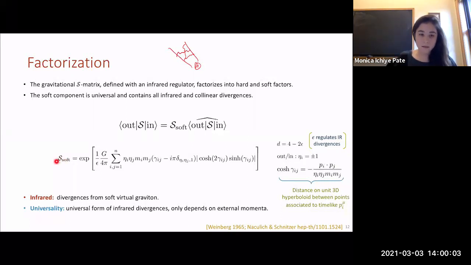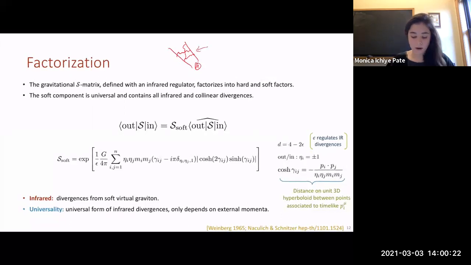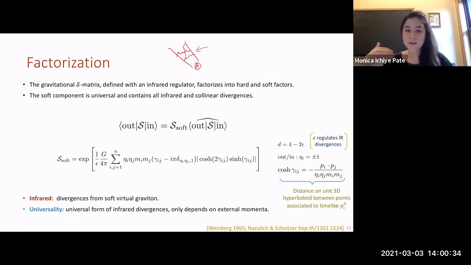Okay, so to reiterate, this is supposed to be a statement of universality in the infrared. The idea being that the divergences are coming from soft virtual gravitons. So in particular, classes of diagrams like this, where the gravitons being exchanged between external legs are taken from the soft part of the exchange.